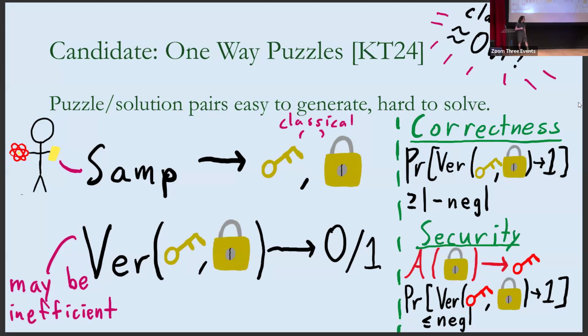Okay. It turns out that if you were to define the sampler to be classical, then these are equivalent to one-way functions. And this is because we could pull out the randomness and take that as the input to the one-way function. But in the quantum setting, since we aren't allowed to pull out randomness, this is not the case. And we cannot actually necessarily build one-way functions from one-way puzzles.